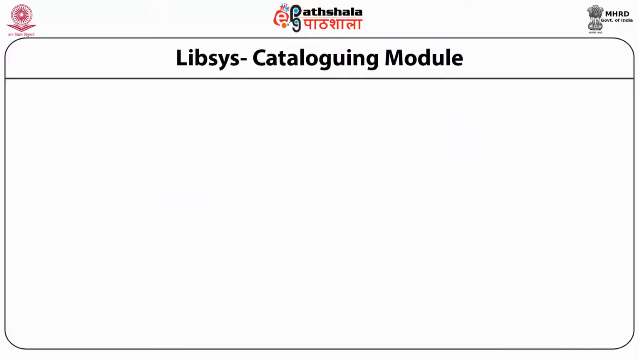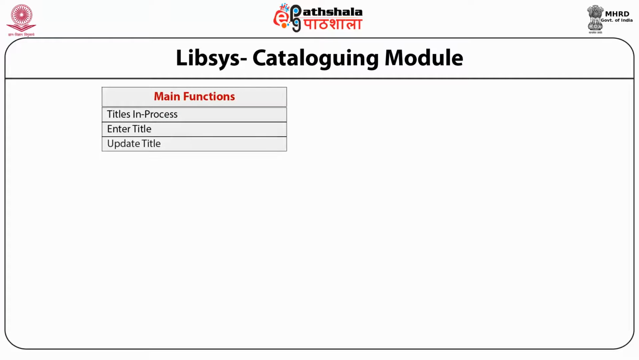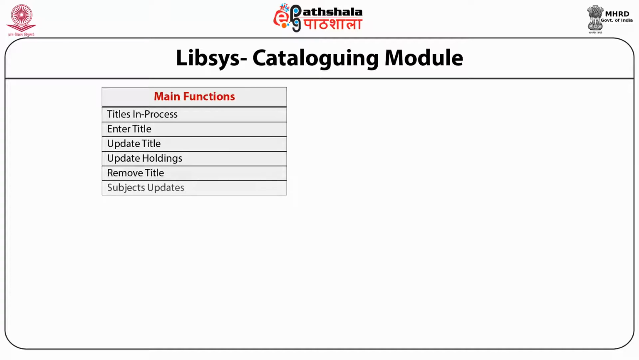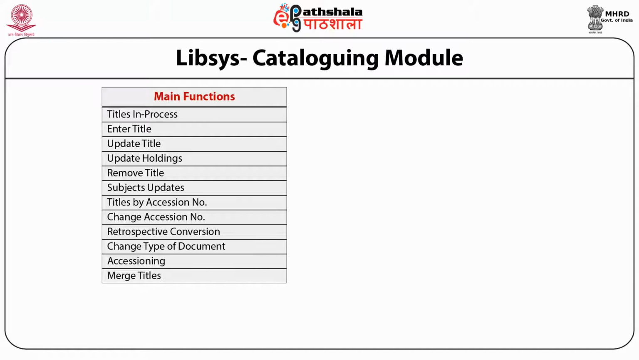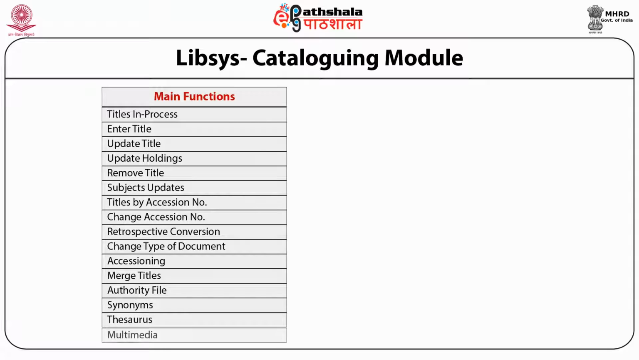The screen table shows certain functions which are necessary for maintaining the library catalog. The main functions are title in process, enter title, update holdings, remove title, subject updates, title by accession number, change accession number, retrospective conversion, change type of document, accessioning, merge titles, authority file, synonyms, thesaurus, multimedia.